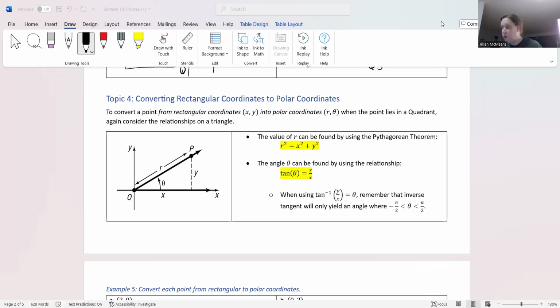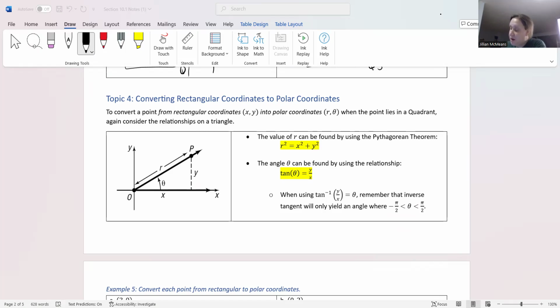For topic 4, we're going to look at converting rectangular coordinates to polar coordinates. So exactly the opposite of what we did in our previous video. Up to this point, we know what polar coordinates are, we know how to plot them, and now we know how to take polar coordinates and rewrite them as rectangular coordinates. Now let's take rectangular coordinates and rewrite them as polar coordinates.